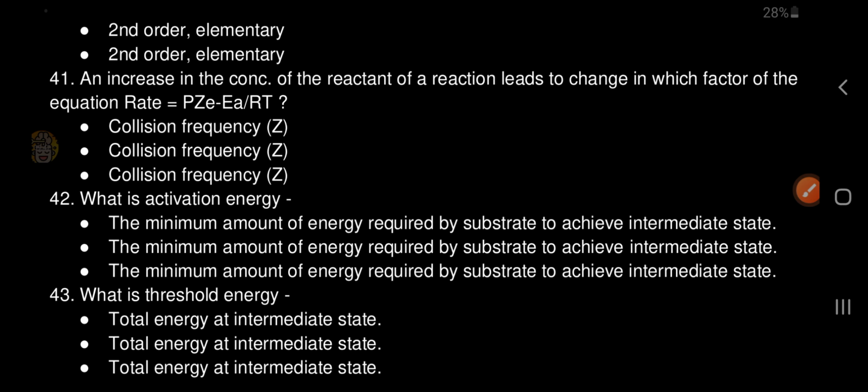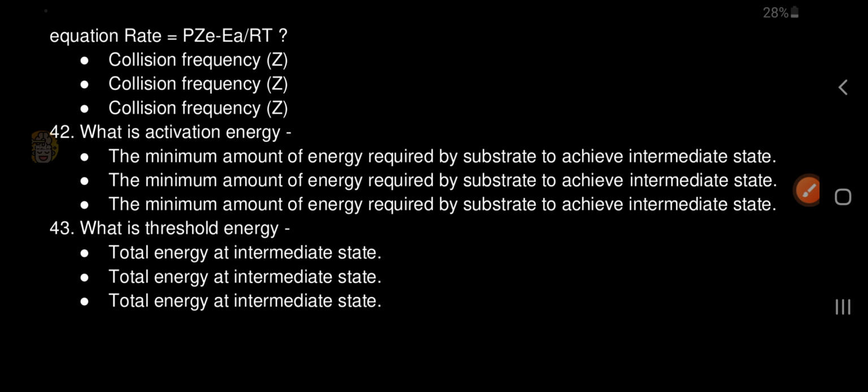What is threshold energy? Total energy at intermediate state.